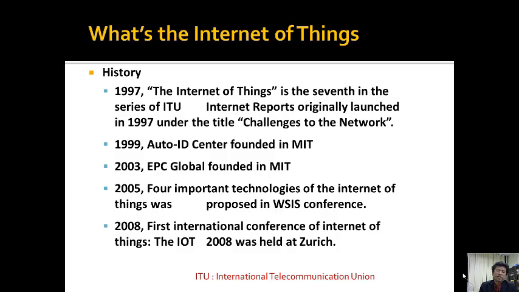Even though Kevin grabbed the interest of some Procter and Gamble executives, the term Internet of Things did not get widespread attention for the next 10 years, from 1999 to 2009. The concept of IoT started to gain popularity in the year 2008 to 2010.